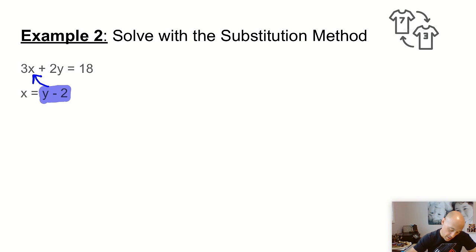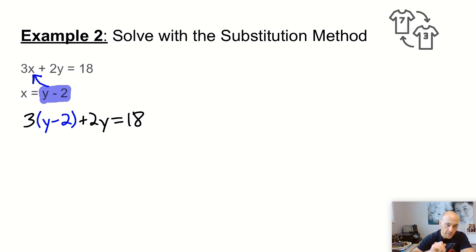So what I showed here is that because x is equal to y minus 2, we can take that y minus 2 and plug it in for x. So here I have 3 times the quantity y minus 2, I'm plugging it in for x, plus 2y is equal to 18. So that is the substitution part of the substitution method. And the reason why it works is because now we are only dealing with the y variable. The x variable is taken out of the equation.